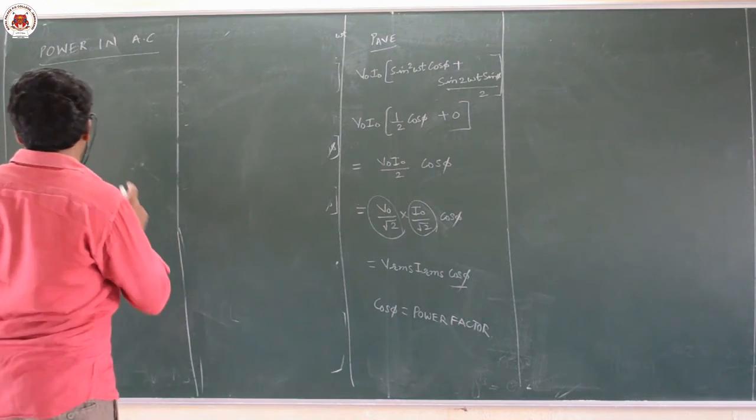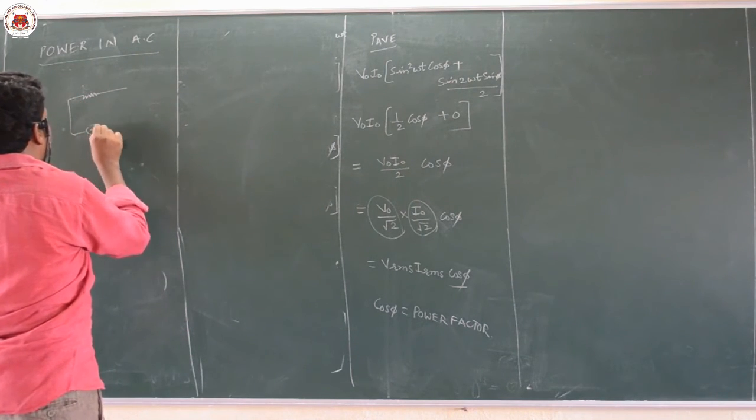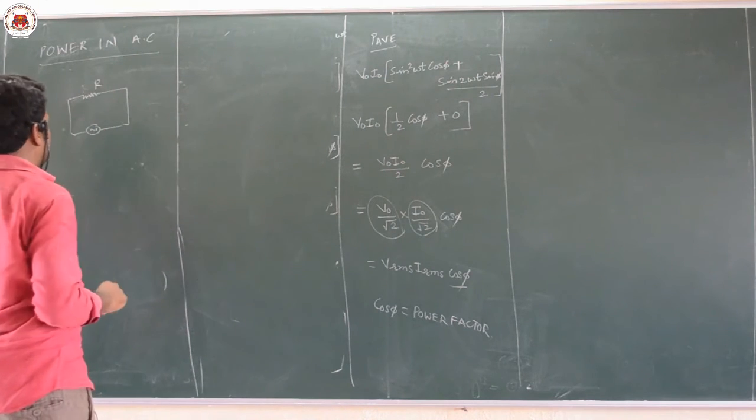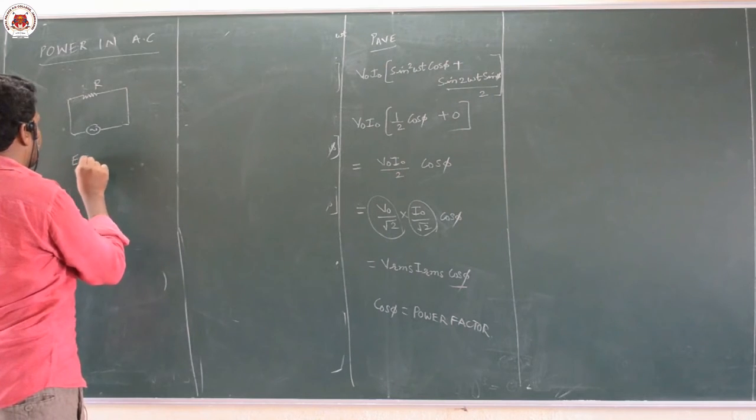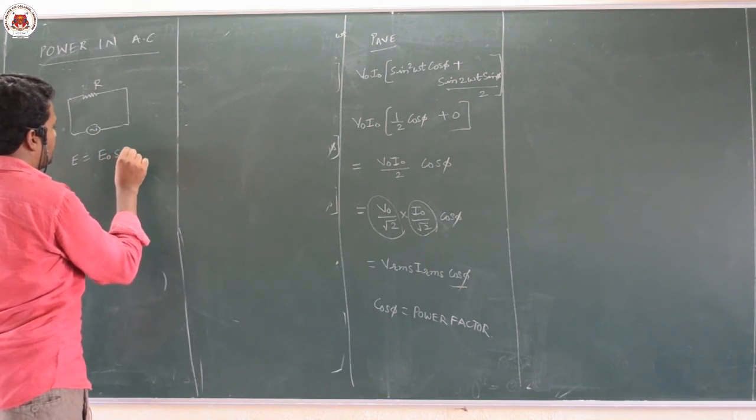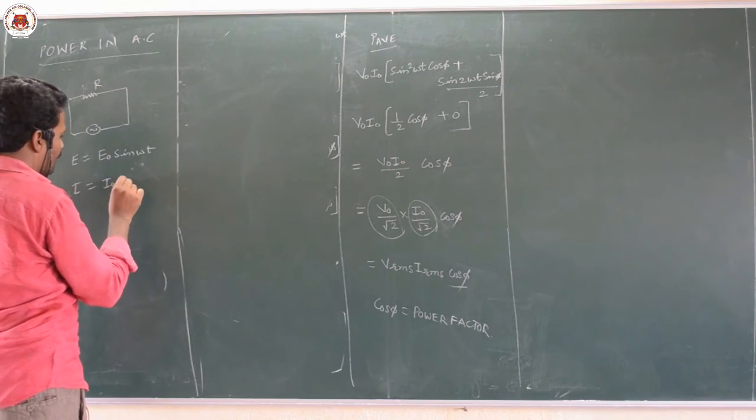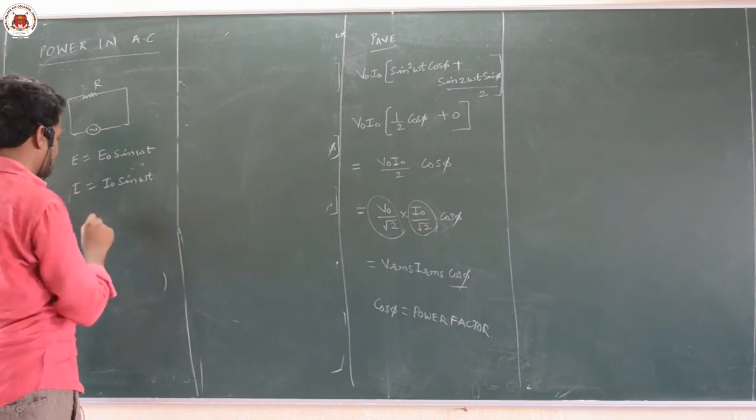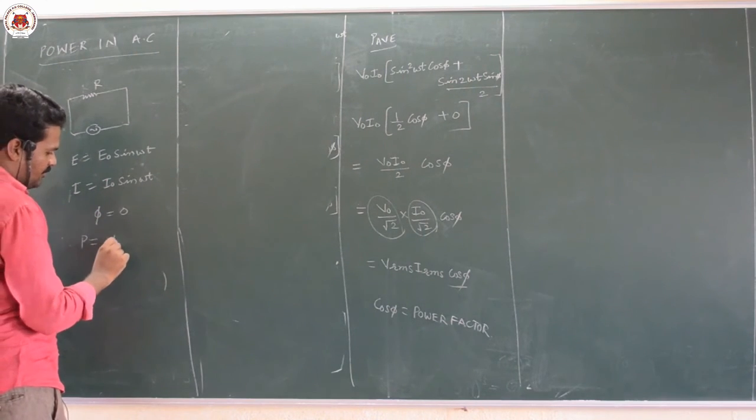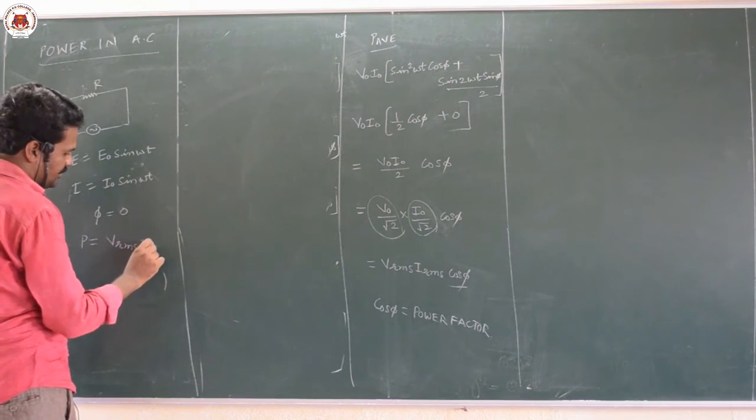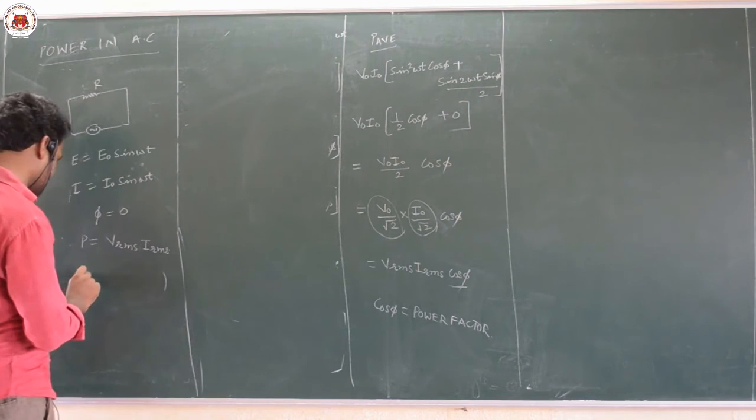See, if you connect a resistor to an alternating source of current, in this case, for the resistor, the EMF applied will be E naught sin omega t. Current you will get is I naught sin omega t. Both are in phase, there is no phase difference. So, phi is equal to 0 and power becomes VRMS IRMS, and this is the maximum value of power. Maximum power is dissipated.